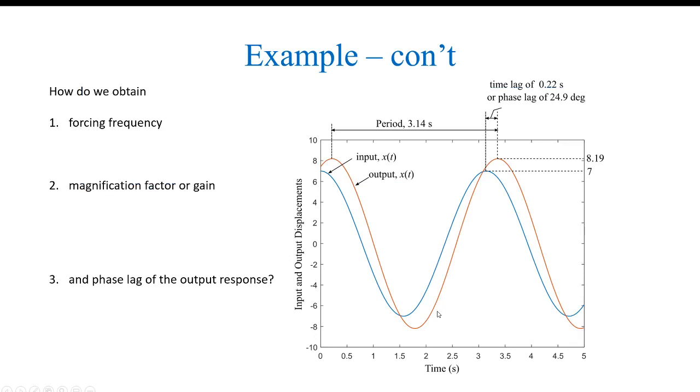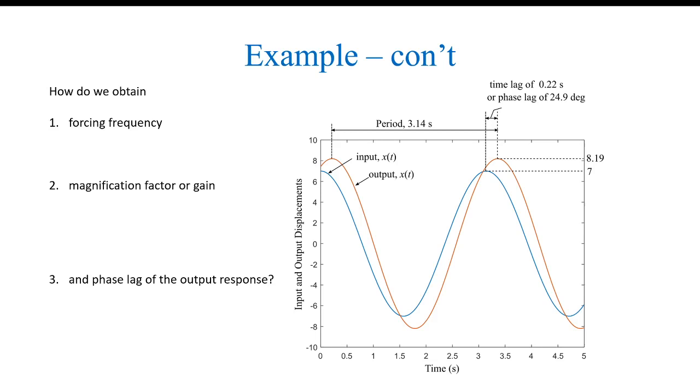So when you look at the response, that's what it looks like. The input is the blue line that starts from 7 cosine 2t, and the output response looks like this, a little bit raised. Just by looking at this plot, you should be able to tell the forcing frequency, the magnification factor, which the control people like to call gain, and the phase lag of the output response.